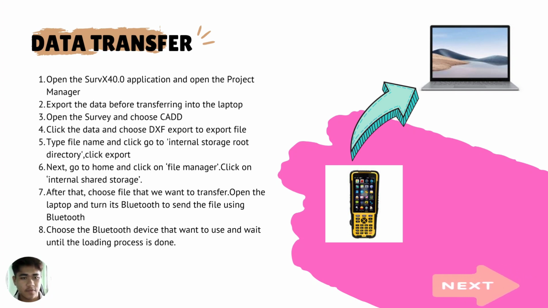Then type the file name, click go to internal storage root directory, and click export. Next, go to home and click on file manager. Then click on internal share storage. After that, choose the file that we want to transfer. Open the laptop and turn on its Bluetooth to send the file using Bluetooth. Choose the Bluetooth device that we want to use and wait until the loading process is done.